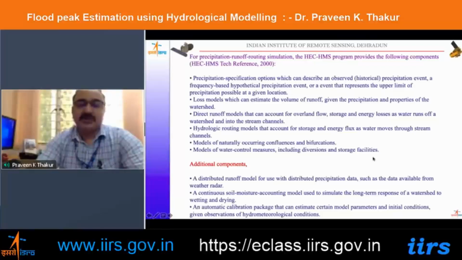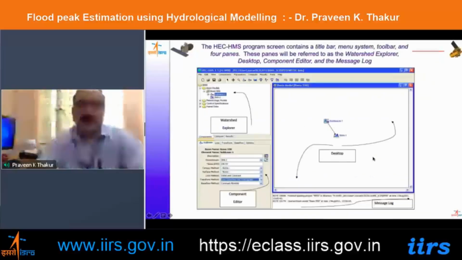So once you export this, this is the basin model here, this is the explorer here. These are the various parameters which you can get manually or automatically once you export from the GIS component.